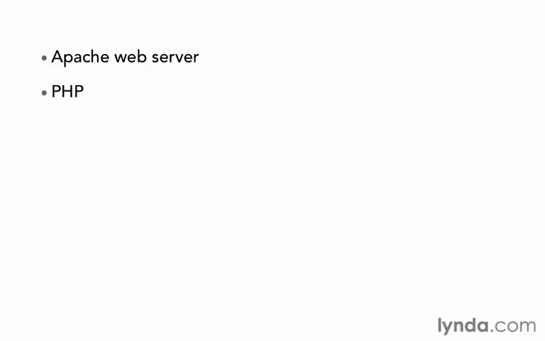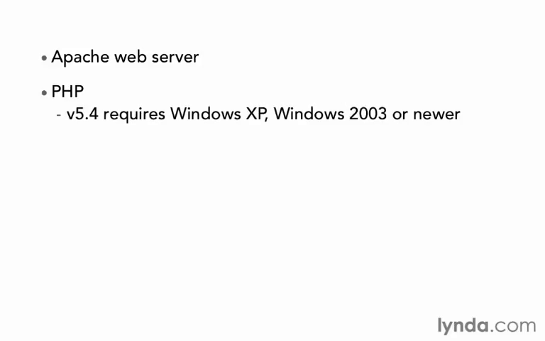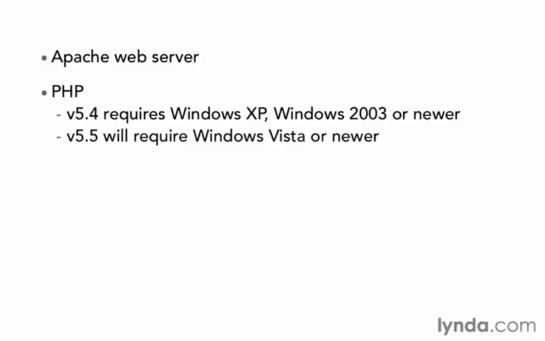Of course, most importantly, we need to have PHP. That doesn't come installed by default on Windows. We're going to need to add it. Version 5.4 of PHP is the current version as I'm recording this, but version 5.5 is going to be releasing very soon. Now, version 5.4 requires Windows XP, Windows 2003, or something newer. Version 5.5 is going to drop support for Windows XP and 2003, and therefore it will require Windows Vista or something newer. I'm going to be installing on Windows 8, but the process for installing on any version of Windows is going to be very similar.